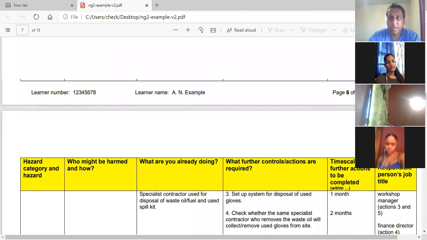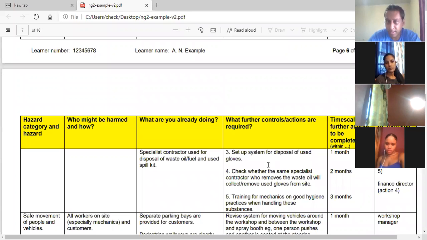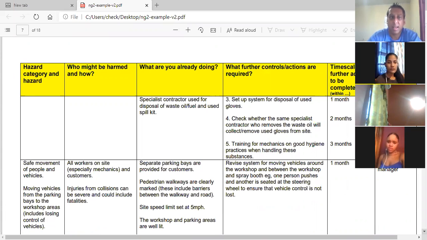Right? So remember this column here, the third from the last then. This is the further control actions column. So they want you to take out 3 actions. And when I say they want you to, it should not be at random. It should be that these are the most important actions, right?